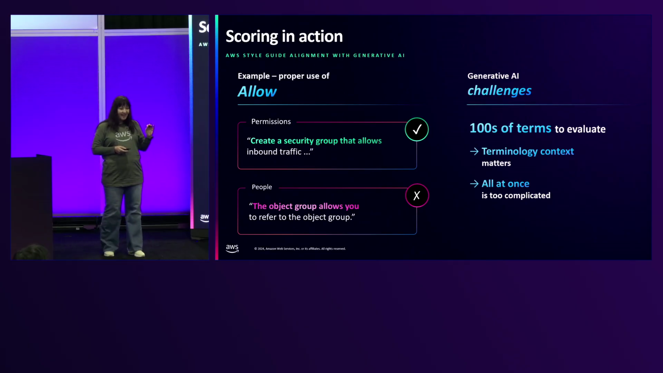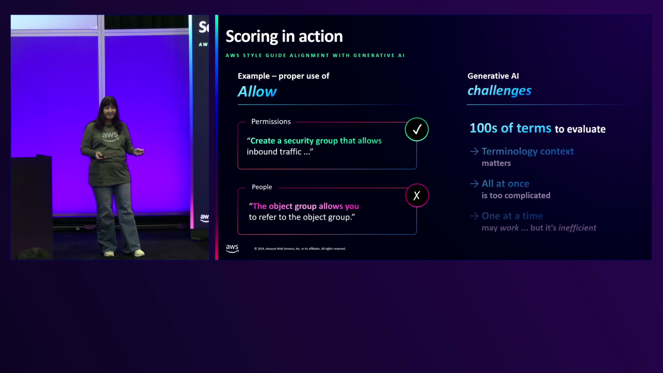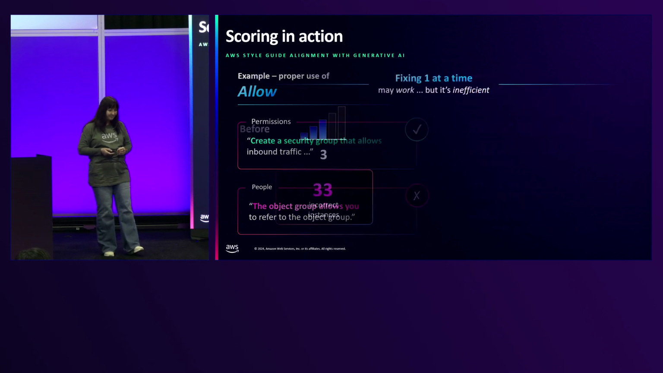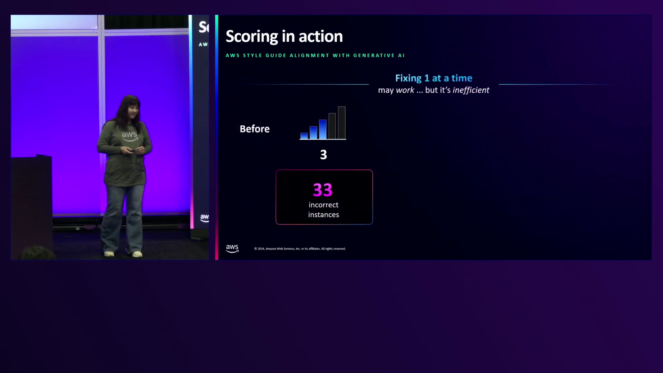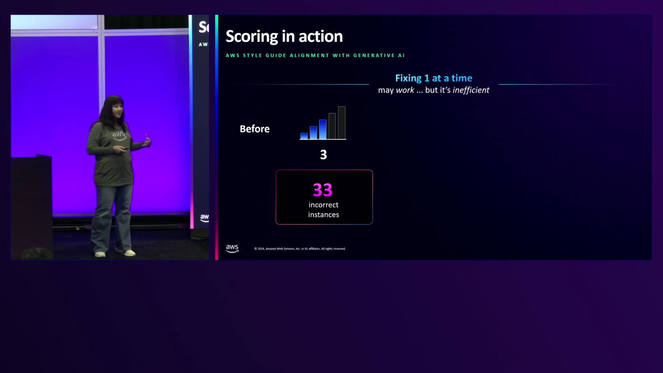The challenge is that our style guide has hundreds of terms with similar usage guidelines that depend on context. And fixing them one at a time may work, but it's very inefficient. In a recent review, we had a piece of content that had 33 compliance style guide incorrect usages. Of those 33, 7 were the term allow.